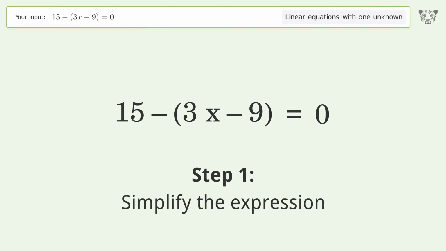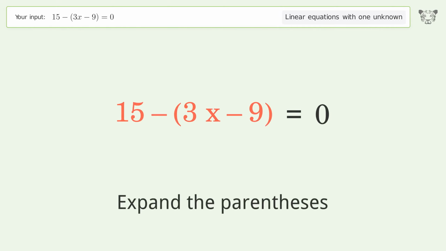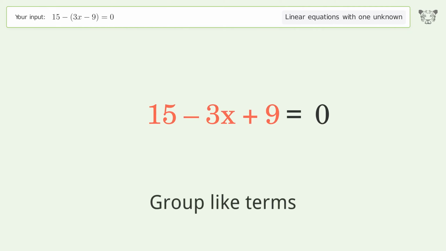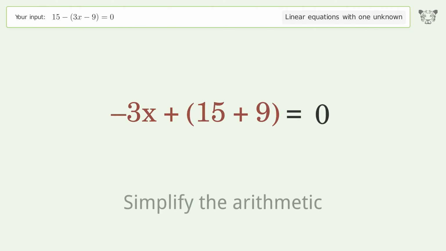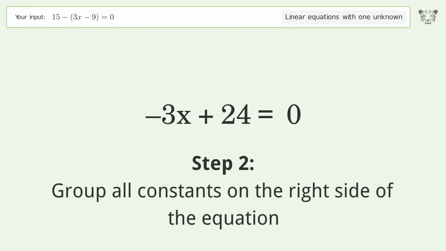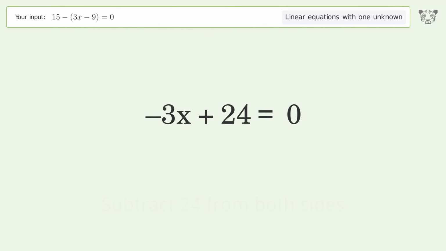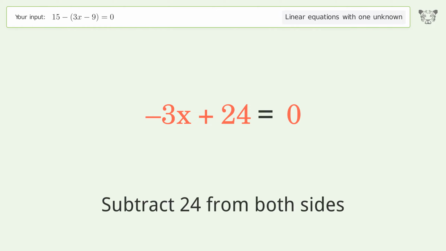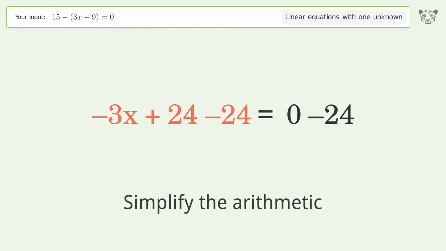Simplify the expression. Expand the parentheses. Group like terms. Simplify the arithmetic. Group all constants on the right side of the equation. Subtract 24 from both sides. Simplify the arithmetic.